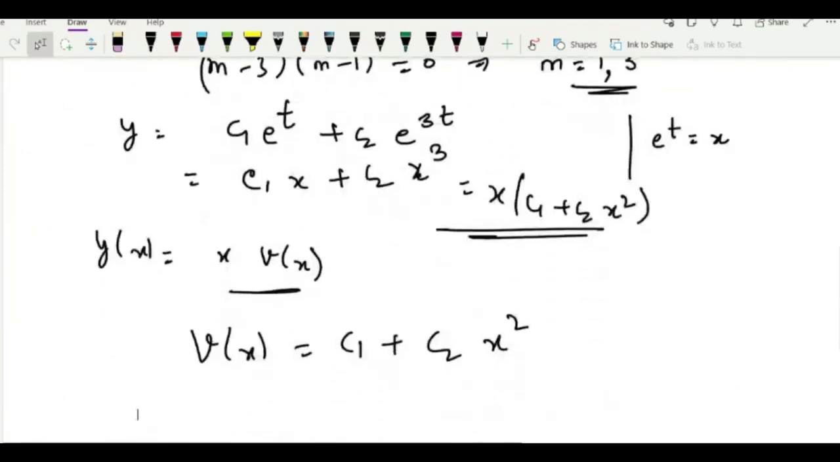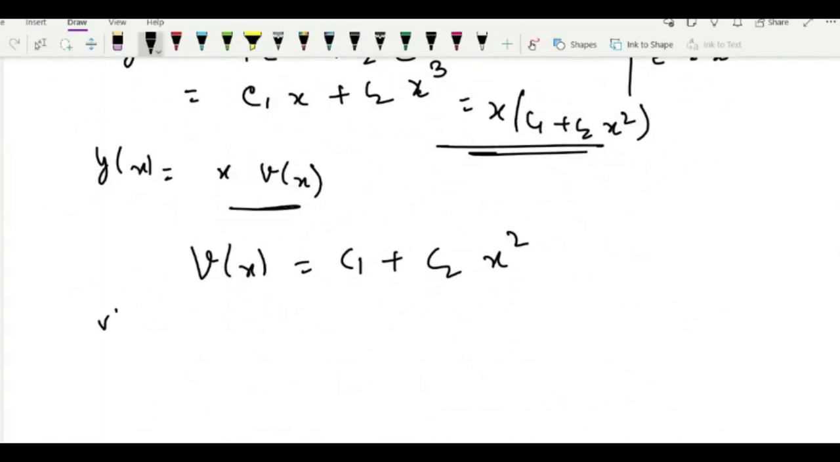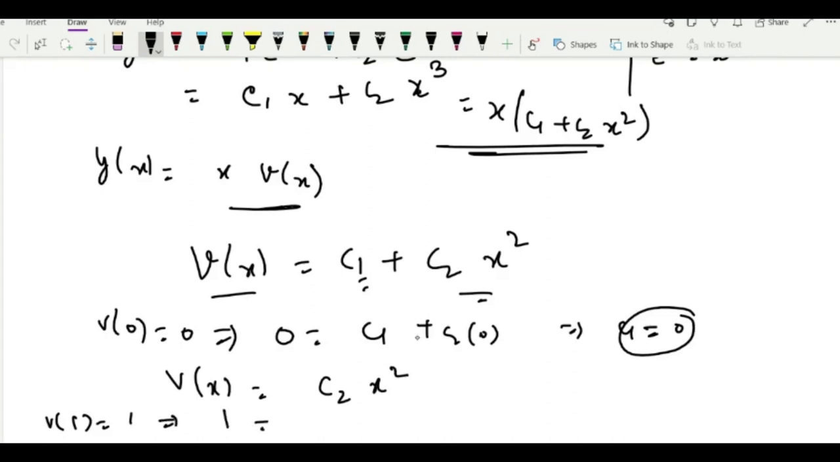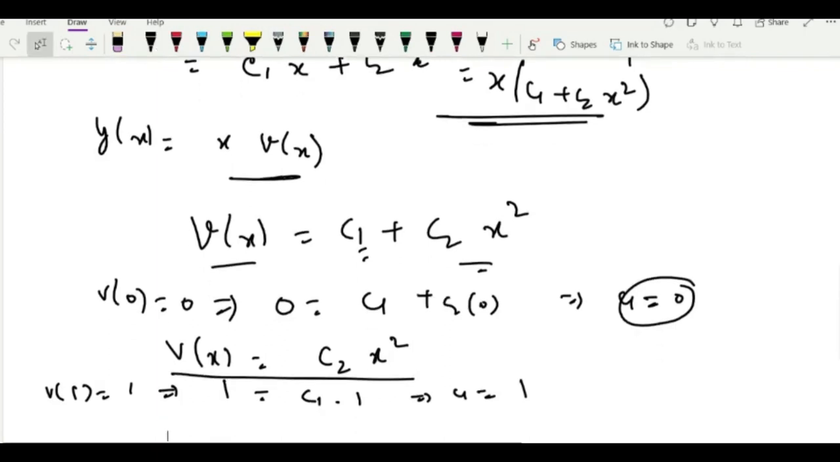Substituting this, when we put v(0) is equal to 0, we get 0 is equal to C1 plus C2 into 0, which gives C1 is equal to 0. It means v(x) becomes C2 x square as C1 is equal to 0. Now substituting v(1) is equal to 1, we get 1 is equal to C2 into 1, which gives C2 is equal to 1. So we get v(x) is equal to x square.